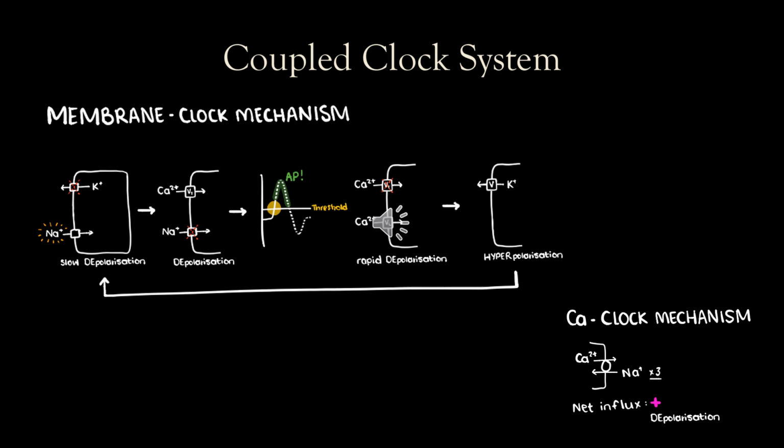The point is this: the individuals involved are independent, but may have the same ultimate goal. In the case of the membrane clock mechanism and the calcium clock mechanism, these two systems form the coupled clock system, hashtag team name, to ensure that the threshold is reached and therefore that an action potential is generated. So wow, that was a lot.